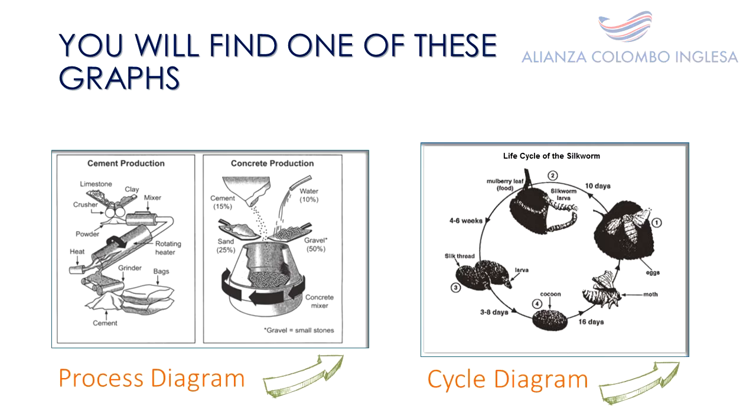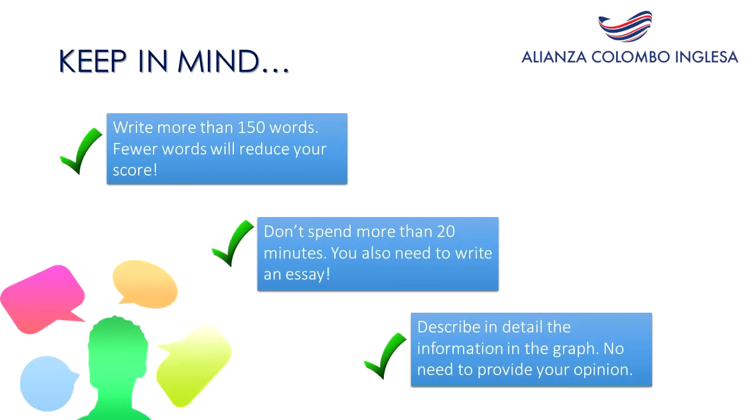Now, what should we keep in mind whenever we are faced with this kind of exercise? Well, first of all, let's keep in mind that you should write more than 150 words. If you write fewer than these, your score will be reduced. So you should be sure to write at least 150. A normal amount of words would be around 180 to 190, but just be sure not to write fewer than 150 words. This is really, really important.